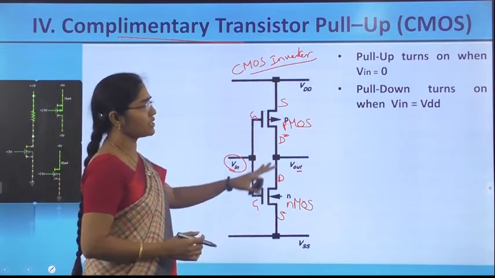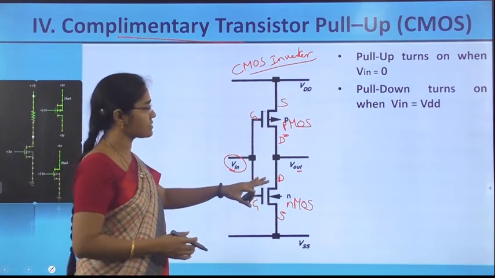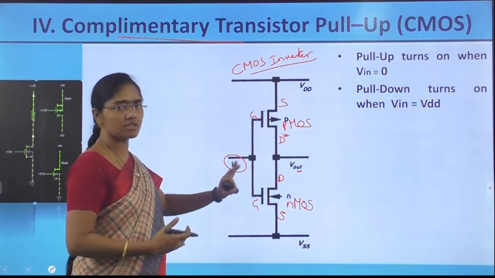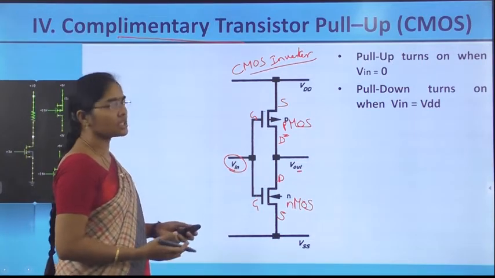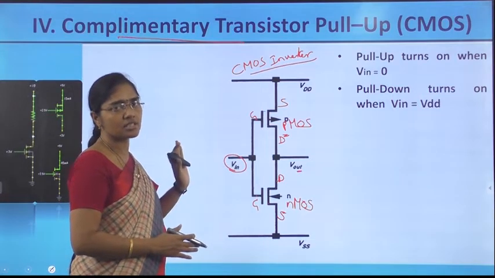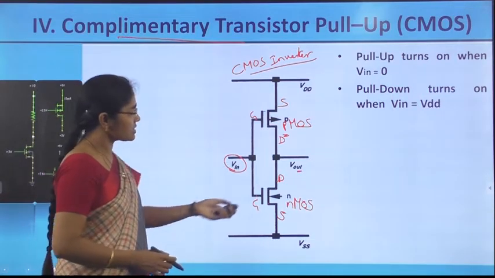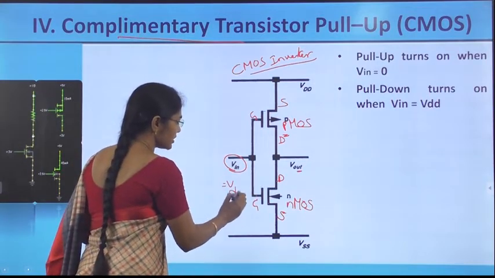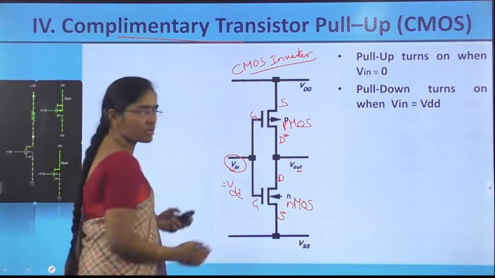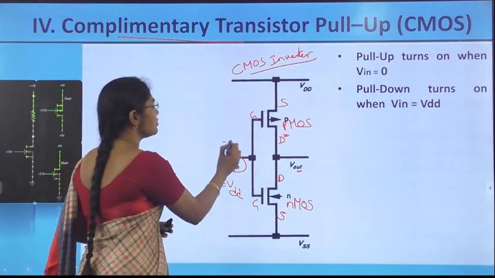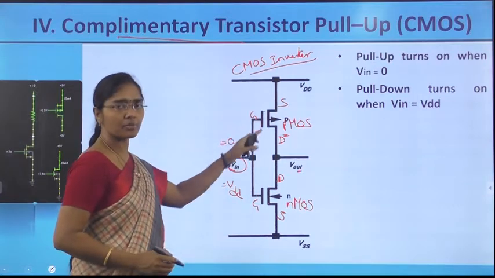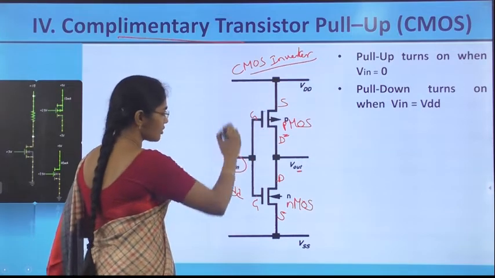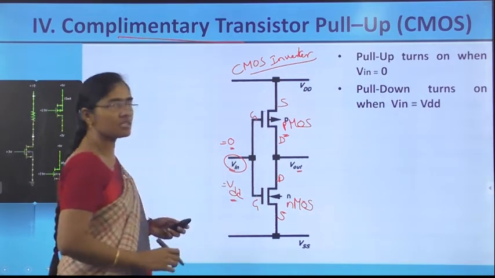Let us check its operation and characteristics, and whether the problems present in the previous circuits are removed or still existing, and what new problems exist in this CMOS inverter. The pull-down transistor is switched on when Vin is equal to VDD, since its threshold voltage is positive, and when Vin is equal to 0, the pull-up device is switched on. Means for an input of 0, one transistor is on; for an input of VDD, the other transistor is on.